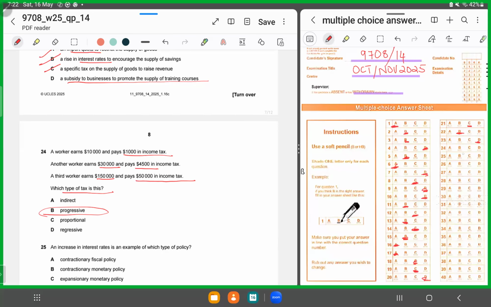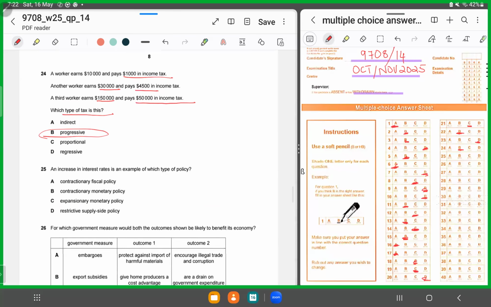Moving forward, MCQ number 25. An increase in interest rate is an example of which type of policy? So we all know when we are talking about interest rate, we are talking about monetary policy, right? So when interest rate increases, that means what? We are talking about contractionary monetary policy. So for 25, we'll shade in B as the correct answer.